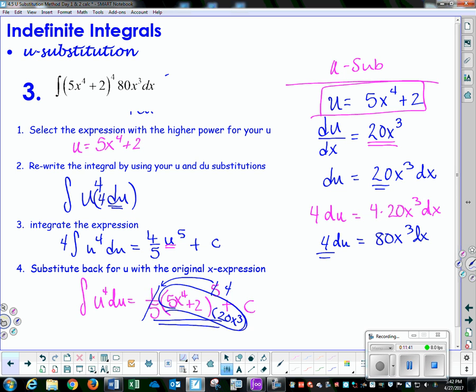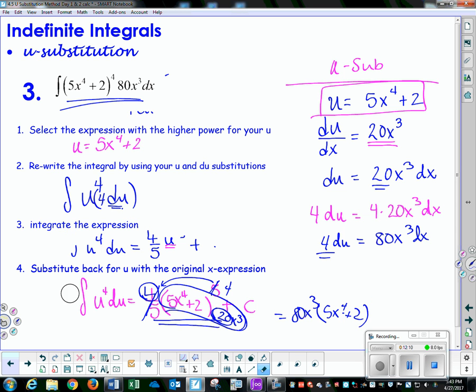So this becomes 4/5. And now the 5, when I took my derivative, cancels the 5. 4 times 20 equals 80x cubed, times 5x to the 4th plus 2 raised to the 4th power. And I'm back to where I started. Wow, I'm glad I caught that, because that's the thing that was just a little bit more difficult on this problem.